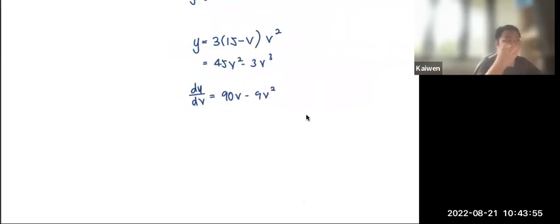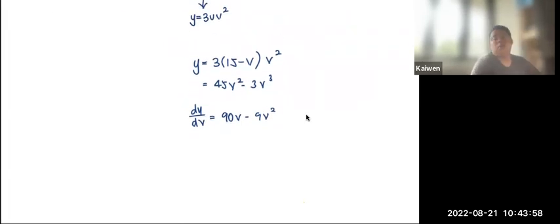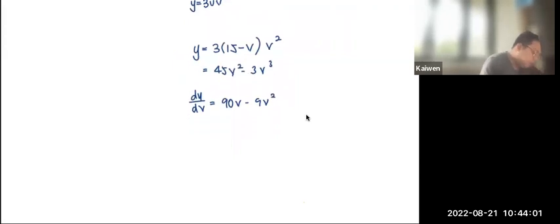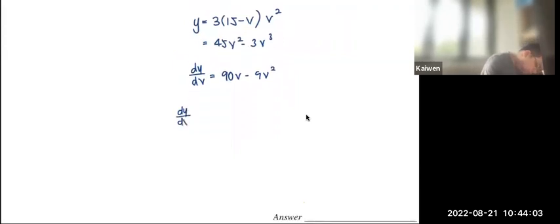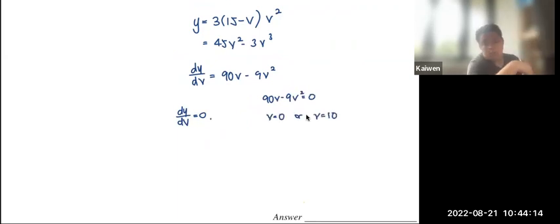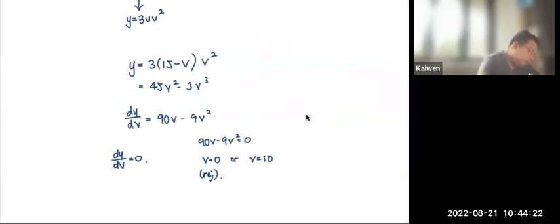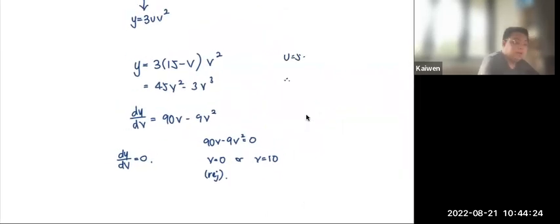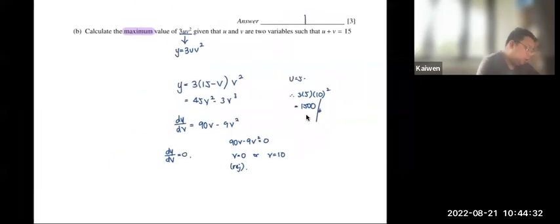Now, we know that the value of y, which is the function out there, is a maximum. So this means that dy over dv equals 0. So 90v minus 9v squared equals 0. v equals 0 or v equals 10. Now, for this case, it is not possible for v to be 0 as we want y to be maximum. So we will reject the solution, and therefore we can find u. u will be 5. And therefore, final answer is 3 times 5 times 10 squared. Answer is 1500. So this is the solution for this question.